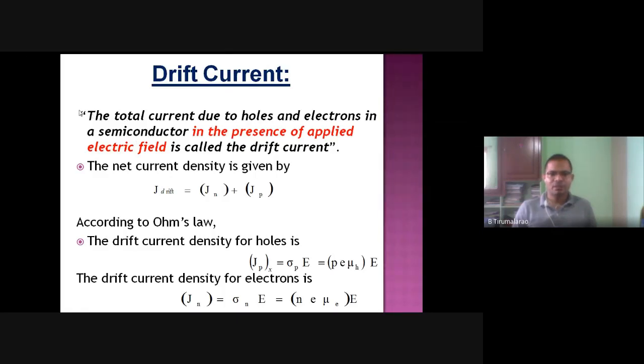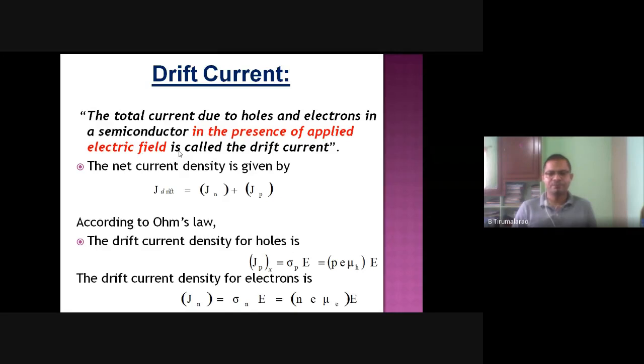See here, I am putting the cursor. The total current due to holes and electrons in a semiconductor in the presence of an applied electric field is known as drift current. Simply, it is the current due to holes and electrons in the applied electric field. In red letters, I typed: in the presence of applied electric field.